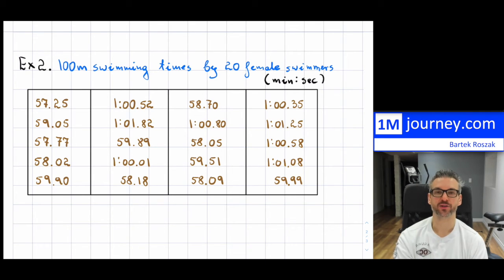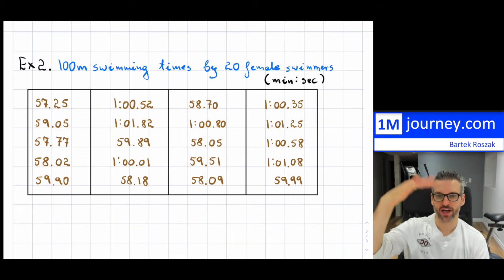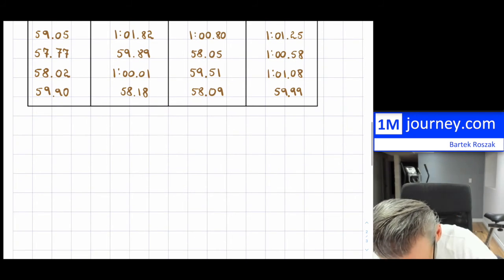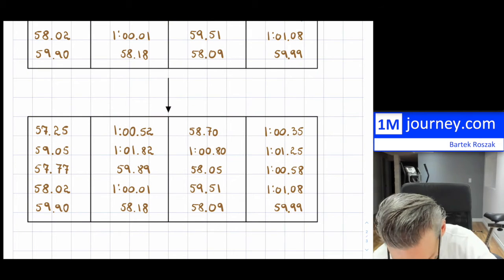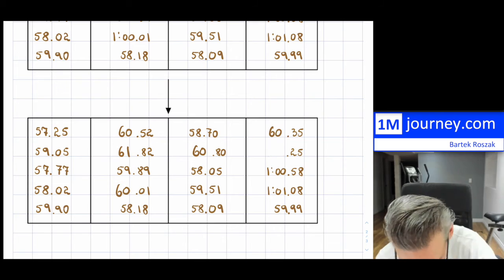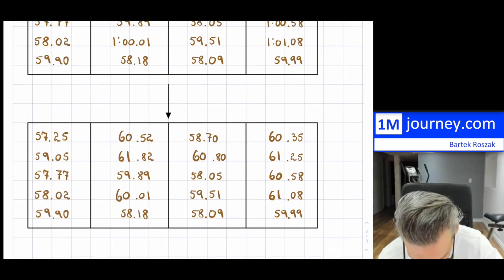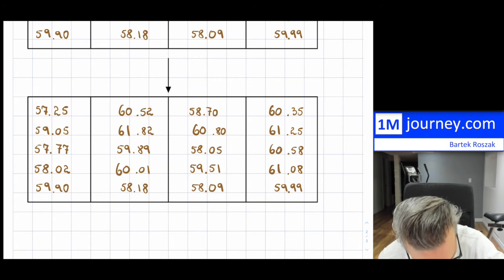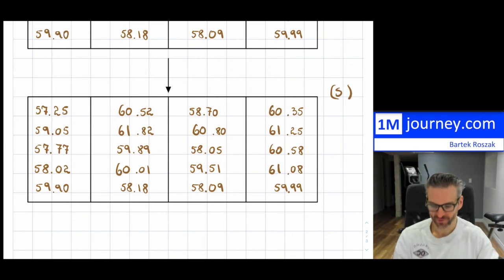So let me do that. I'm going to replace this and change everything back into seconds first, and then I'll create my stem and leaf. Let me fast forward through that and do it quick. All right, we're back. Now basically everything is in seconds here, and now I can create my stems and then my leaves.